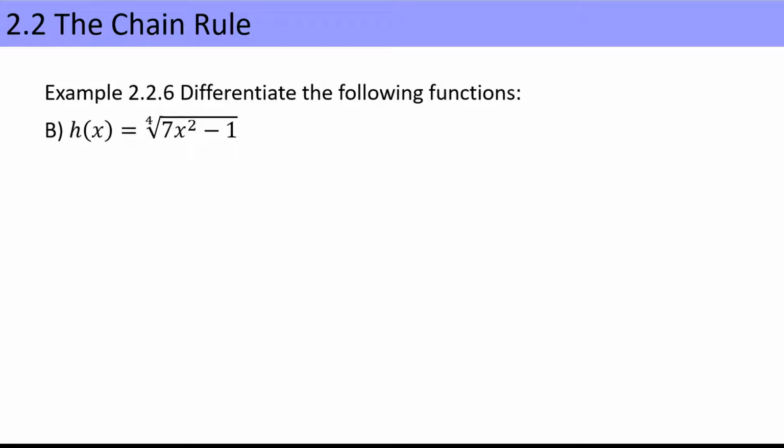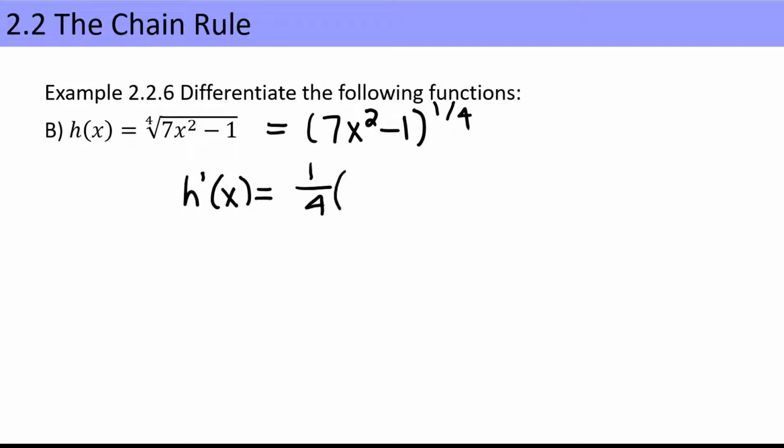We'll use our rules of exponents to rewrite this radical as the quantity 7x squared minus 1 raised to the power of 1/4. Now we can readily apply the chain rule. We'll write the derivative h prime of x is equal to, bring down the 1/4, and the power would be 1/4 minus 1, which would give you minus 3/4. The inside function 7x squared minus 1 stays the same.